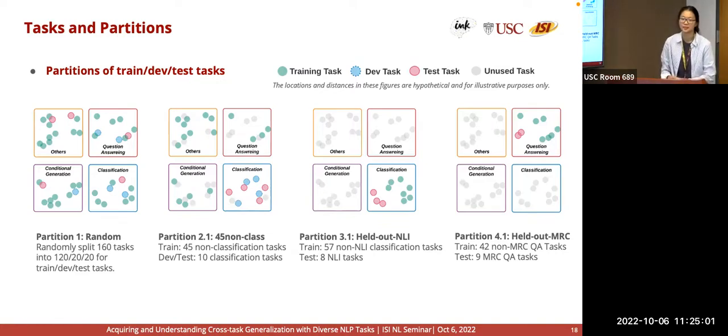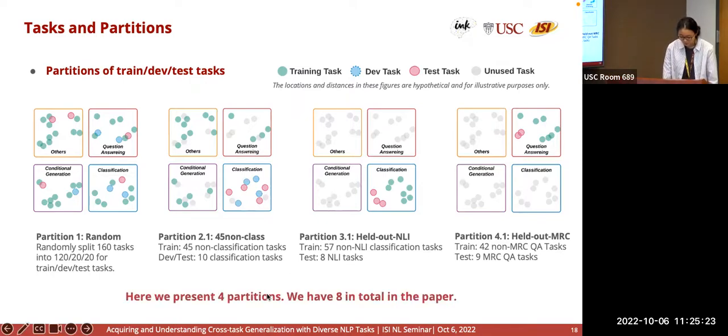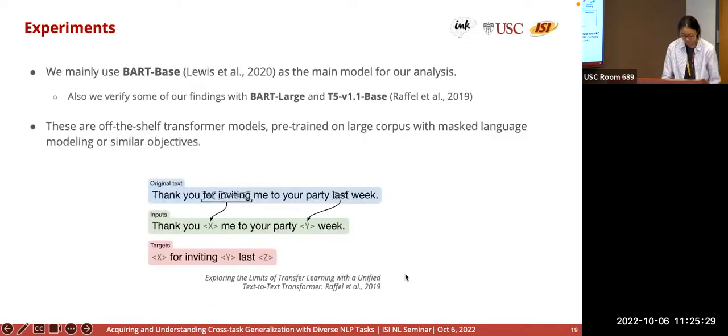And then how do you pick your model checkpoints for 3.1 and 4.1 so you don't have a dev? We just train a fixed number of steps with some learning rate and hyperparameters that we feel generally work well. Okay, sounds good. Cool, so let's continue. Here are 4 partitions. We actually have 8 in total in the paper, so if you're interested, please check the paper.